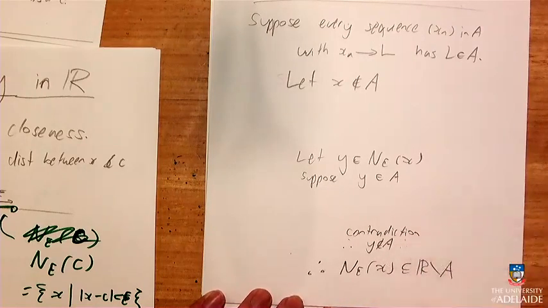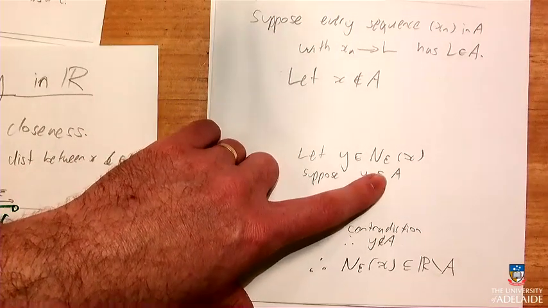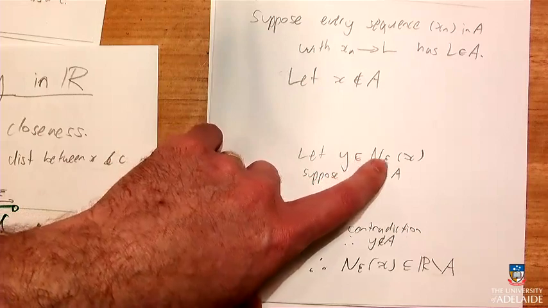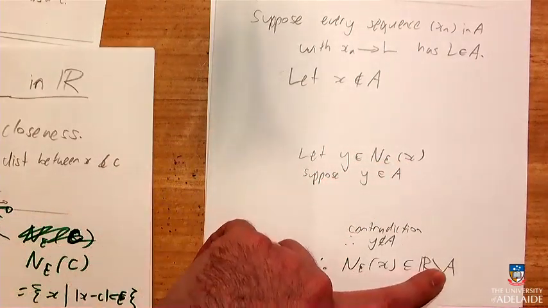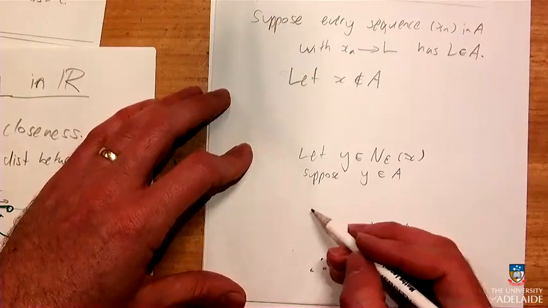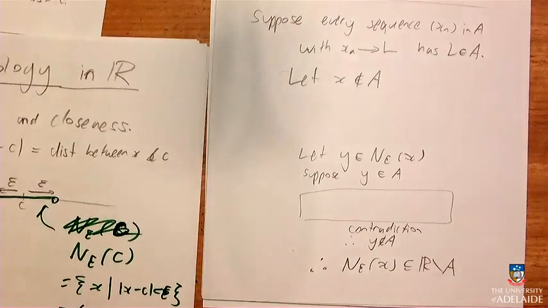and so therefore the entire set is contained in the bit that isn't A. Right? So we find that if y is in the epsilon neighbourhood of x, y is not in A, and so therefore the whole set is contained outside A. So we want to put something in here that gets to that point. So if y was in A, then we could try and make a sequence that converges to it.